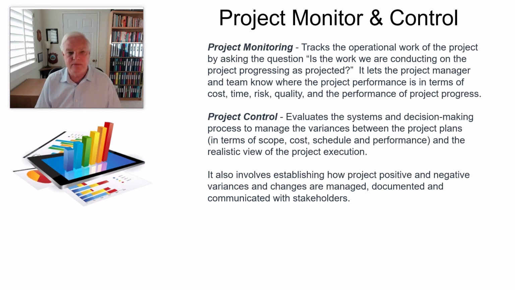It lets the project manager and the team know where the project performance is in terms of cost, time, risk, quality, and the performance of the project as it progresses. Project control evaluates the systems and decision-making process to manage the variances between the project plan in terms of scope, cost, and schedule and performance, and the realistic view of the project's execution. It also involves establishing how project positive and negative variances and changes are managed, documented, and communicated with stakeholders.